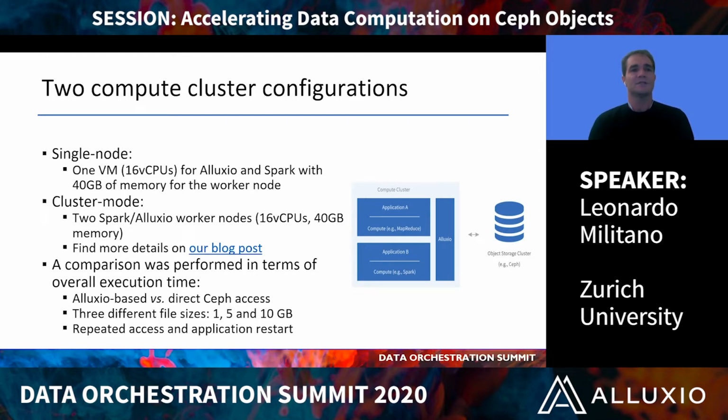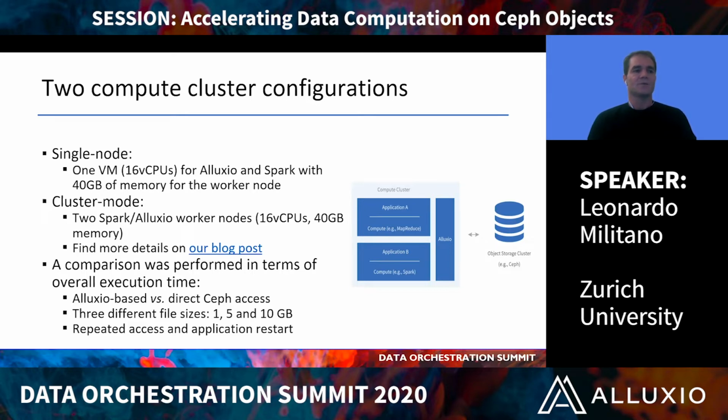We use these 2 cluster configurations to make a comparison in terms of overall execution time for our data analytics solution. In particular, we're comparing an Alluxio-based solution versus a direct Ceph access. So when you want to fetch a text file directly from the backend storage Ceph or going through Alluxio. Here we compare 3 different file sizes, in particular 1, 5, and 10 gigabytes.